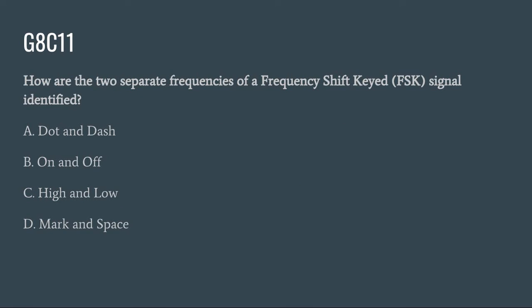G8C11. How are the two separate frequencies of a frequency shift keyed signal identified? A. Dot and dash. B. On and off. C. High and low. Or D. Mark and space. Correct answer D, mark and space.